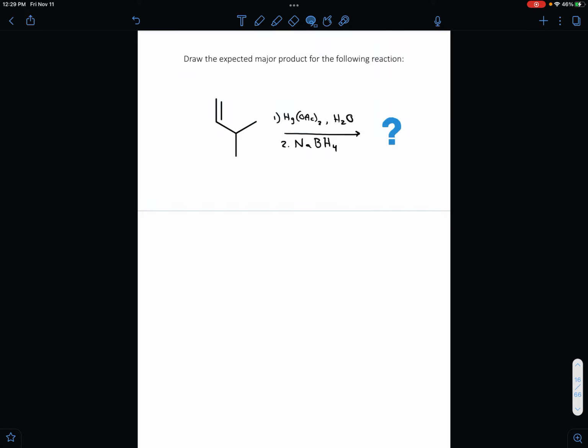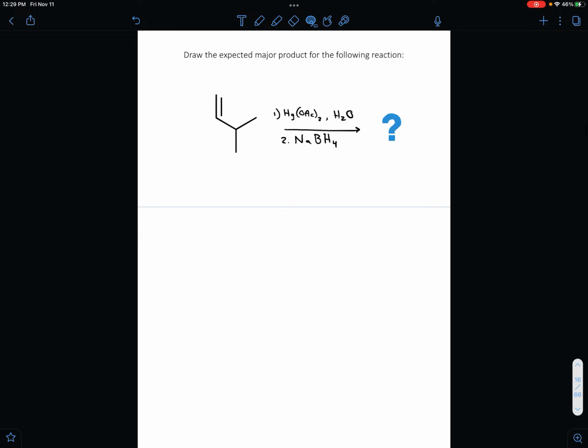Okay, so you've memorized the reactions for this chapter, and you're trying to apply them to problems. You look at a problem like this, and you want to identify three things. What are you adding, where are you adding it, and how is it going to be added?